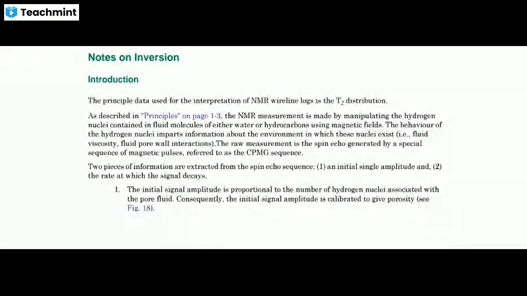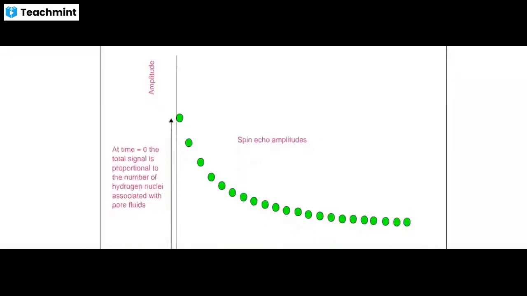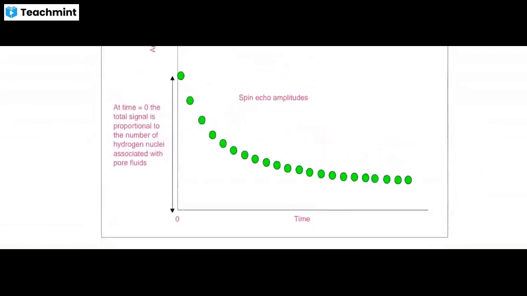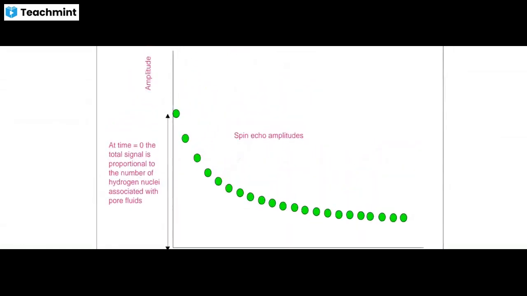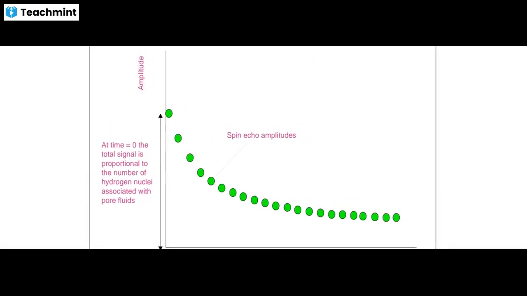Something on inversion. Now the principle of data for the interpretation of NMR wireline logs in the T2 distributions is explained here. That is your initial signal amplitude proportional to the number of hydrogen nuclei associated with the pore fluids. And now you can see the spin echo amplitudes. Idealized NMR measurements are done here. So at time T0, the total signal is proportional to the number of hydrogen nuclei associated with pore fluids.